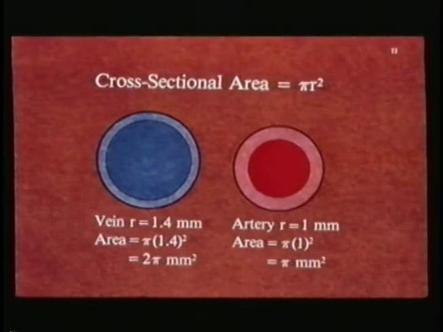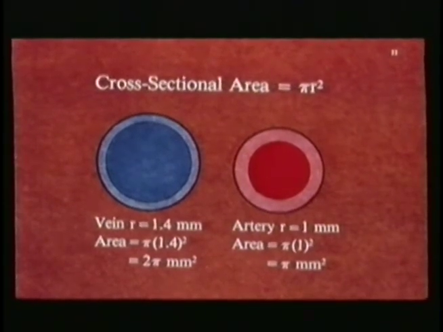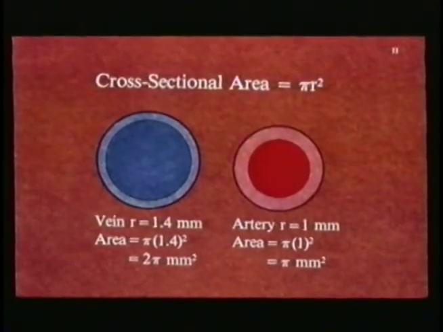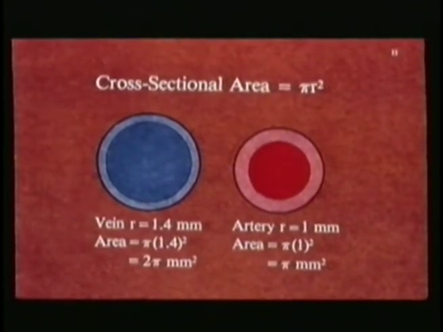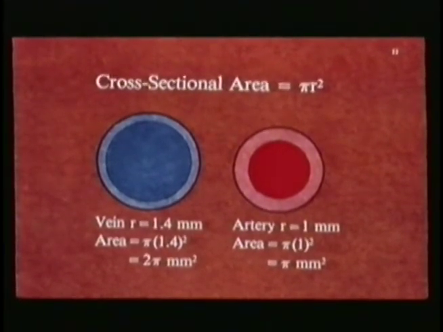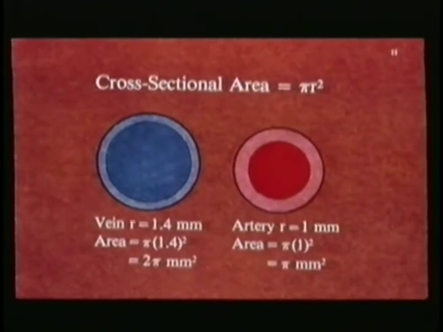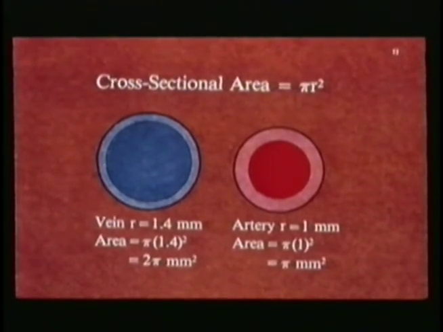Vessel size may also be compared in terms of cross-sectional area. The cross-sectional area of a cylindrical vessel is equal to pi times the square of its radius. Since the ratio of radii between corresponding veins and arteries is approximately 1.4 to 1, the ratio of their cross-sectional areas is approximately 2 to 1.